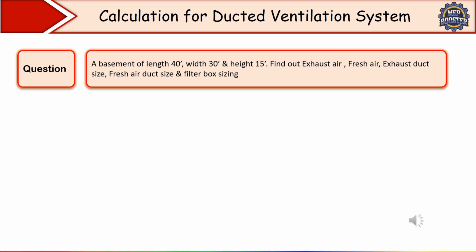Remember, exhaust air we always have to calculate in which unit? CFM, cubic feet per minute. Because in this calculation we are talking about imperial units, so you have to use feet.